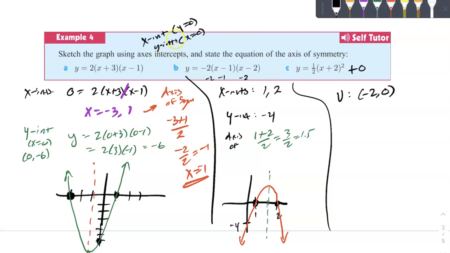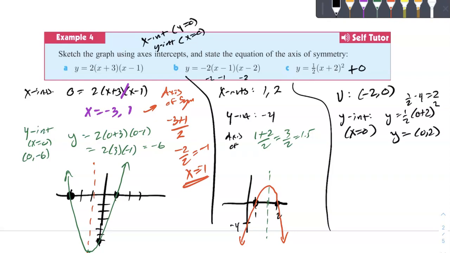Now they want to find the x and y intercept. Y-intercept is super simple. Just plug in 0 for x. Never changes. So I get y equals 1/2 times 0 plus 2 squared. 2 squared is 4, so 1/2 times 4, which is 2. So my y-intercept is at 0, 2.